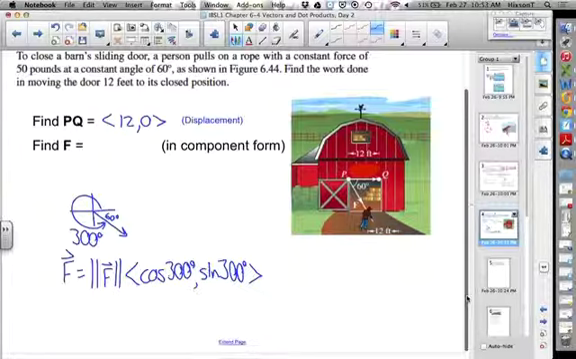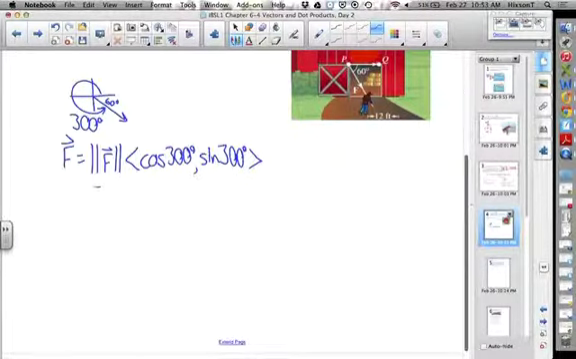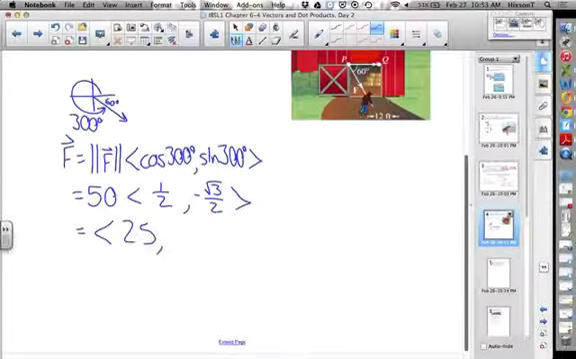So, let's think this through. What is the magnitude of the force we're dealing with? 50 pounds. So 50 times, what's the cosine of 300? A half. It's a 60-degree reference angle in the fourth quadrant, so that's a half. What's the sine of 300? Negative root 3 over 2. Good. So now I know it's 25 and negative 25 root 3.